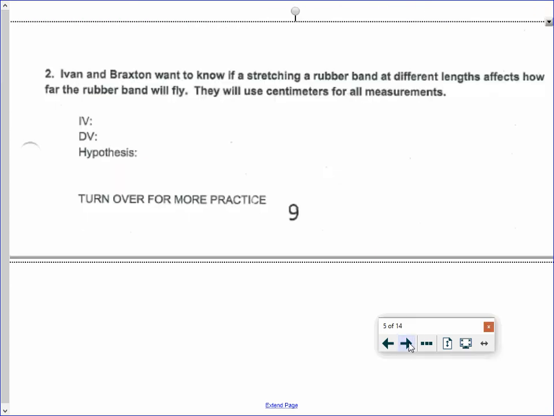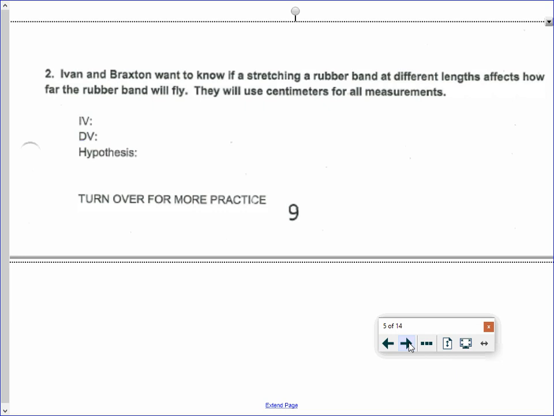All right, let's go to the next one. If you don't understand still, practice. Try this one on your own and then go over the video with me. Pause it. Try it on your own. Ivan and Braxton want to know if stretching a rubber band at different lengths affects how far the rubber band will fly. They use centimeters for all measurements. Let's do the hypothesis first, so then we can write out the independent and dependent variable.